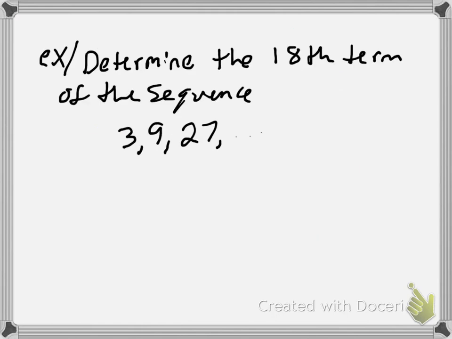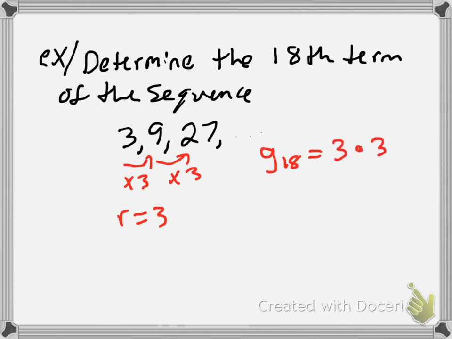Alright, last question. So again, in this case, we want to find the 18th term of this geometric sequence. So we've got to figure out what we're multiplying by each time. So this one looks like I'm multiplying by 3 every single time, so my common ratio is 3. So in order to solve the 18th term, I'm looking for g of 18. So I'm going to start with my first term, which is 3, times my common ratio, which is 3. My exponent is 1 less than what we were looking for, so 17.